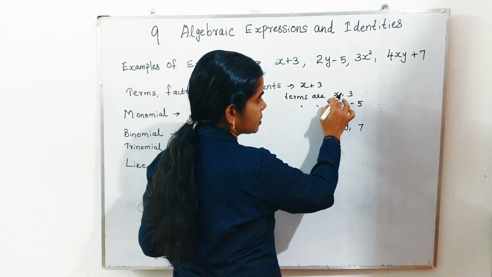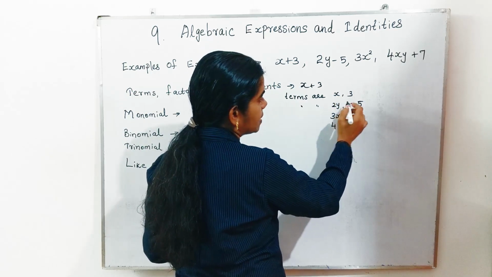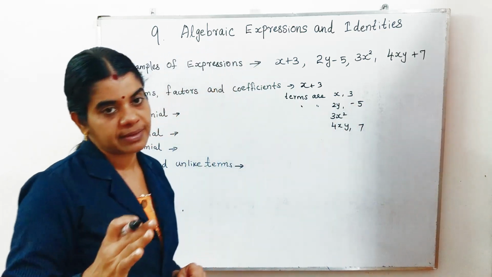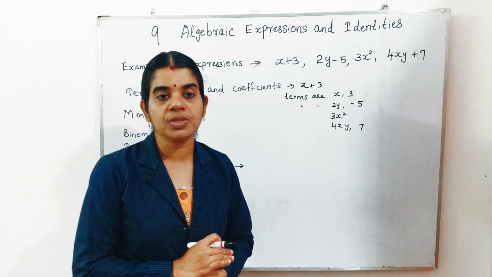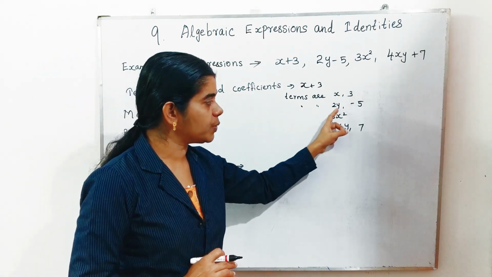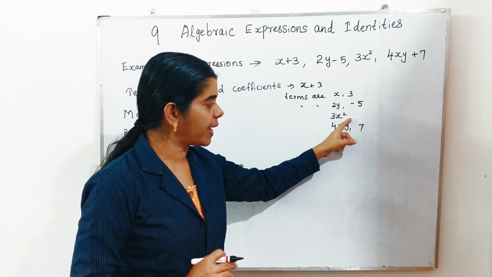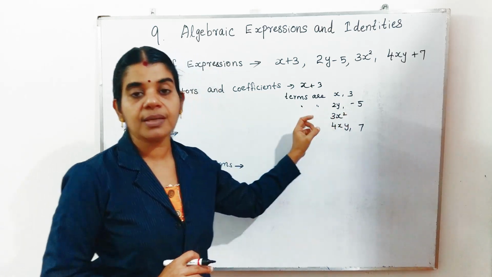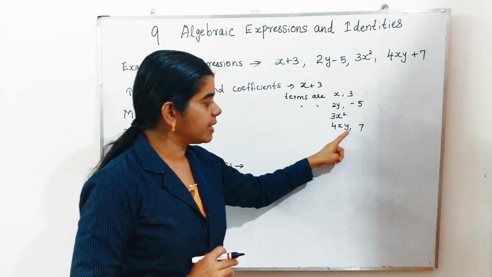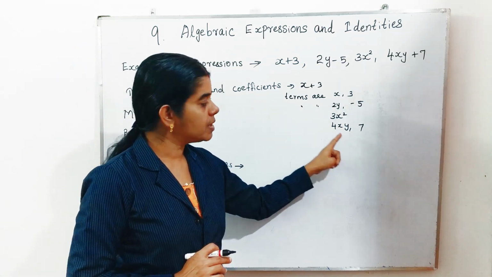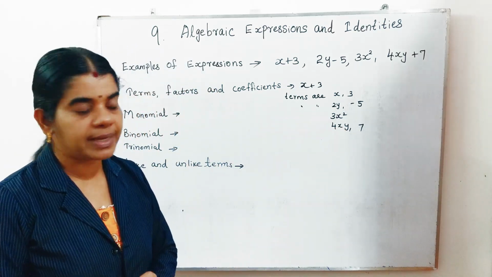That means here there is only x, so 1 into x will be the product. 2y is one term, so 2 and y are the factors. So terms are formed by the product of the factors. 2 into y, 2y is one term, minus 5 will be the other term. Here 3 into x square, that will be 3x square. That also is a product of factors. Then 4xy is one term, 7 will be the other term. 4 into x into y forms one term, and 7 is the other term.